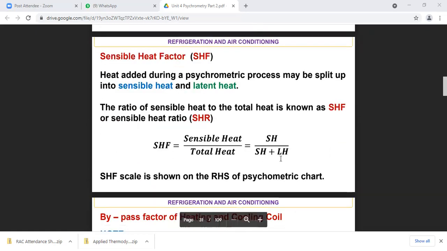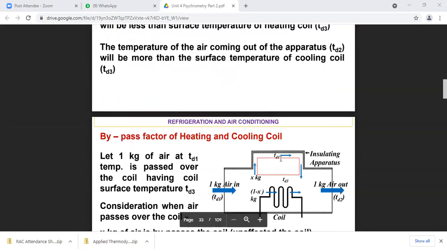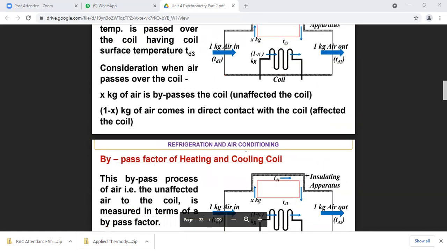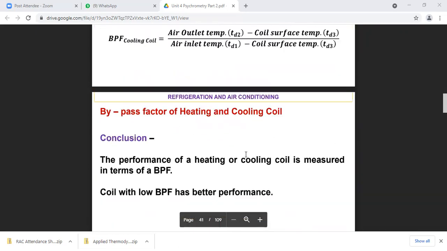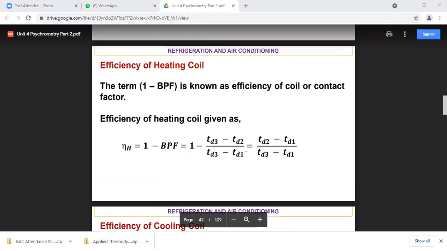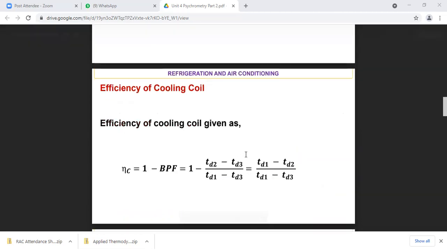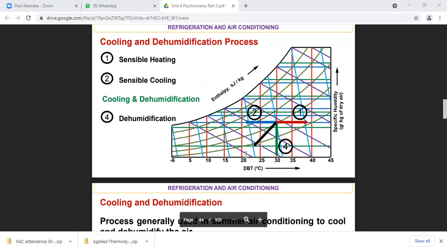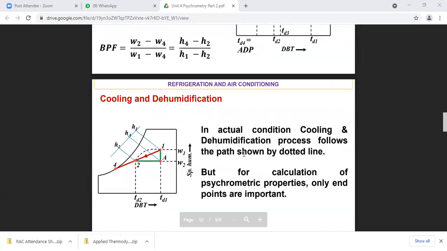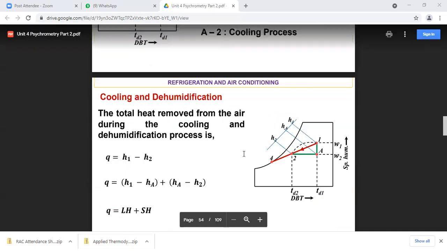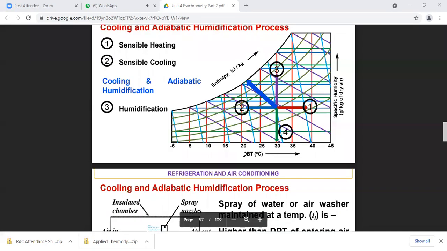Next we have seen the sensible heat factor, which is the sensible heat upon the total heat, the total being the sum of sensible heat plus latent heat. Next we have seen the bypass factor and its effect on humidification and dehumidification, or heating and cooling. Next we have seen the efficiency of the heating coil and of the cooling coil. Then we have seen the cooling with dehumidification process, the different factors affecting it, and the bypass factor we have calculated for it.